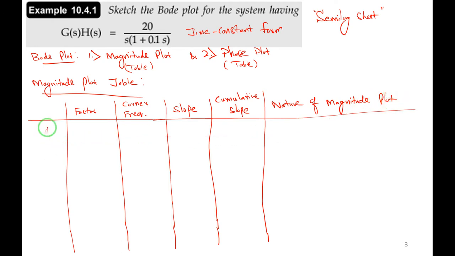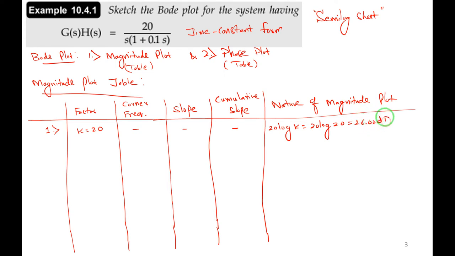Okay, first factor, serial number one, k equal to 20. This does not have any corner frequency; only the factor 1 plus t1s has a corner frequency. So the slope contribution is not there because we are getting a straight line, and the cumulative slope is also not there, no previous slope. So the magnitude M is equal to 20 log k, which is 20 log 20. We will calculate 20 log of 20, and I am getting 26.02 dB.